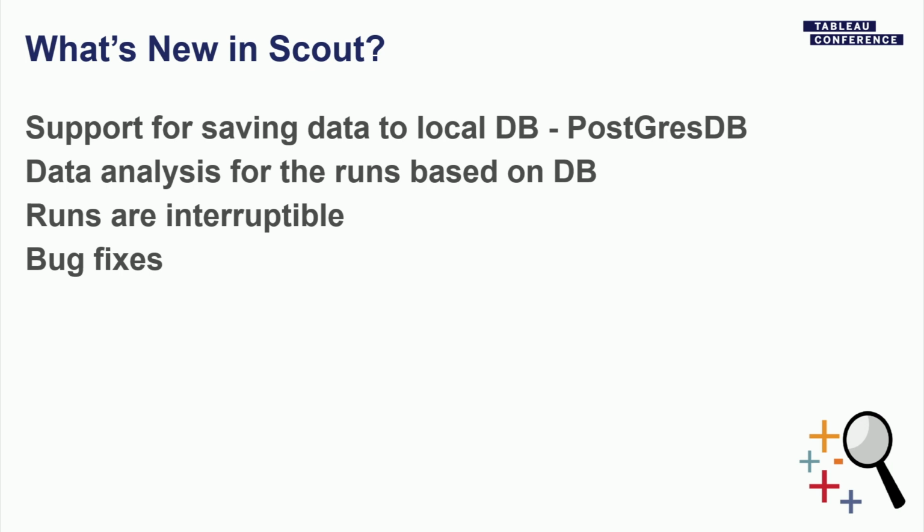So what's new in the newest version of Scout? It should have said what's new in Scout 1.3, but I didn't do it. It's the support for PostgreSQL, the fact that you can run the data analysis based on PostgreSQL. Now you can interrupt a run. You start the run, realize that you're running on who knows what, hundreds of views, and that it's going to take forever. So you can stop it and restart it. And then, of course, bug fixes. In one year, things break.